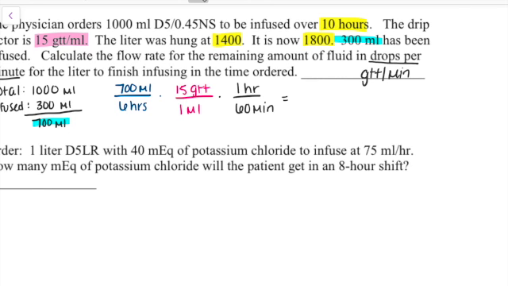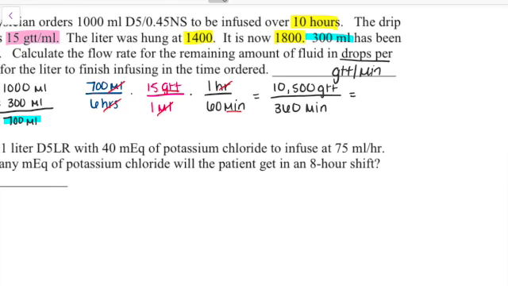So let's cross cancel out mLs and hours so that we're going to be left with drops per minute. 700 times 15 is 10,500, and we're going to carry over drops. 6 times 60 is 360, and carry over minutes. 10,500 divided by 360 is 29.16 drops per minute. But we can't have a 0.16 of a drop, so we're just going to round that down to 29 drops per minute.